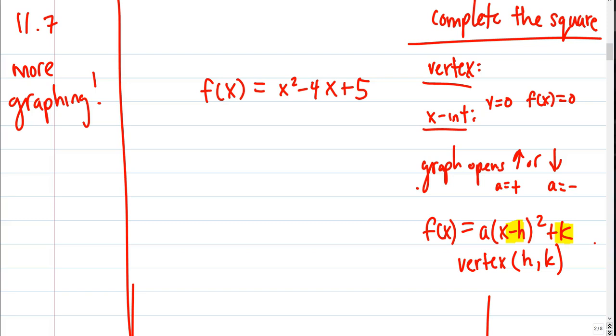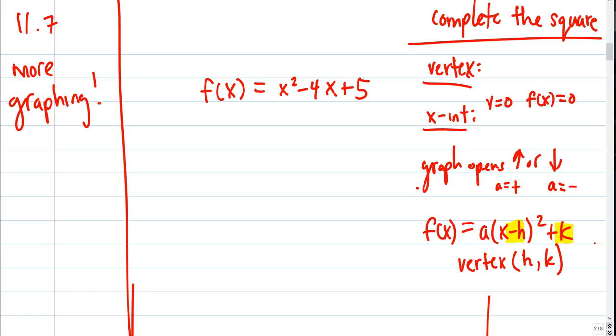So for section 11.7, we're going to be doing some more graphing with parabolas. The problem is that this is currently not in our vertex form, so we need to be able to get it back into vertex form so that we can know the vertex and do a quick sketch whether it opens up or down.